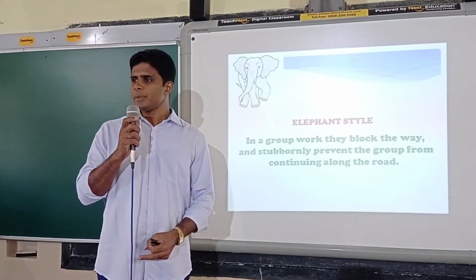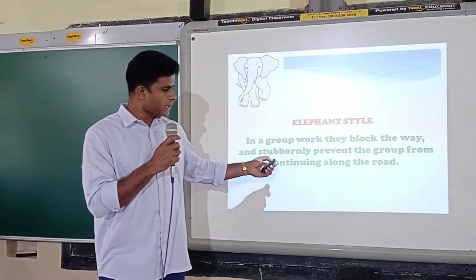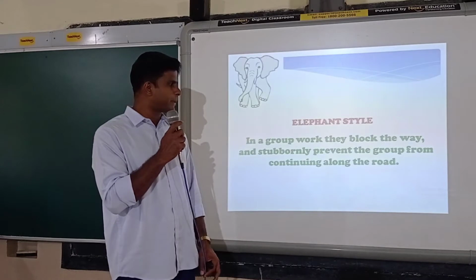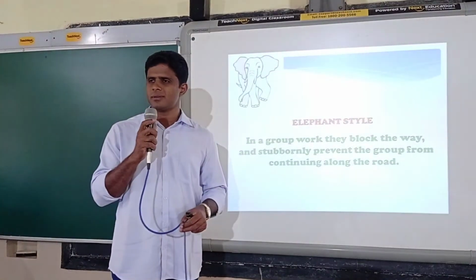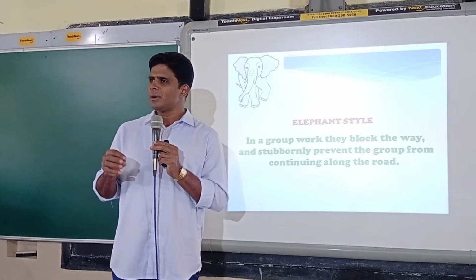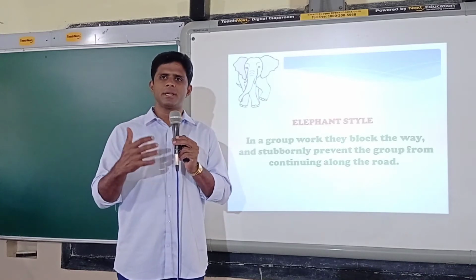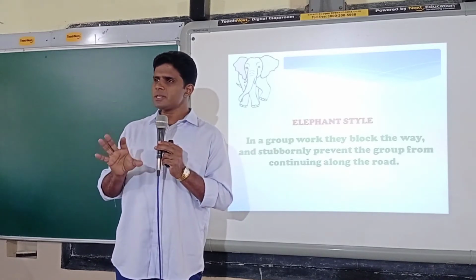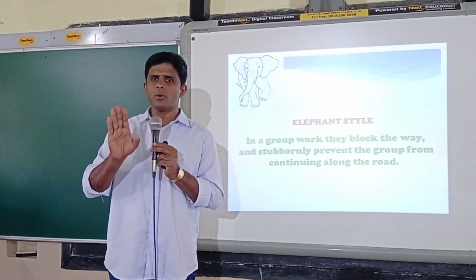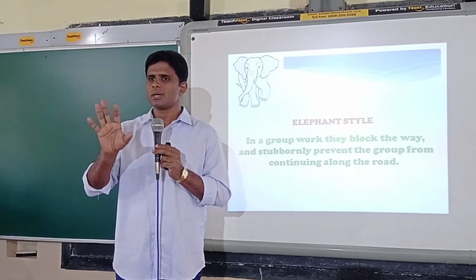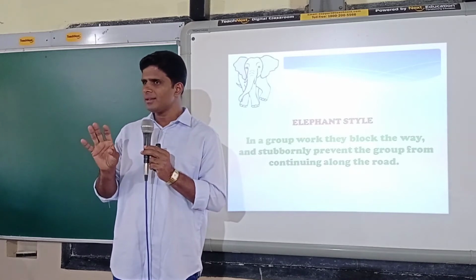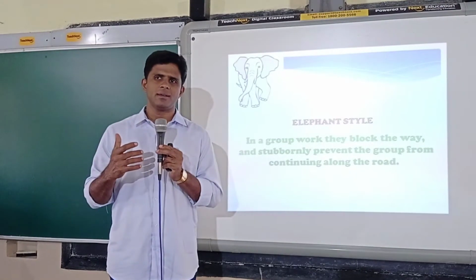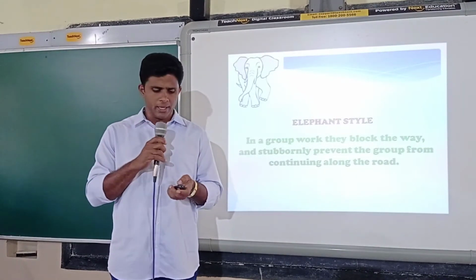Second one is elephant style. The characteristic is that in a group work, they block the way and stubbornly prevent the group from continuing along the road. We must have experienced this one. The group is working very well, maybe discussing various critical issues, but these people, if they don't like something, they will not allow the group to proceed. They will block, just as an elephant blocks the way, they will prevent the community or the group from proceeding ahead. This is elephant style, blocking the way.